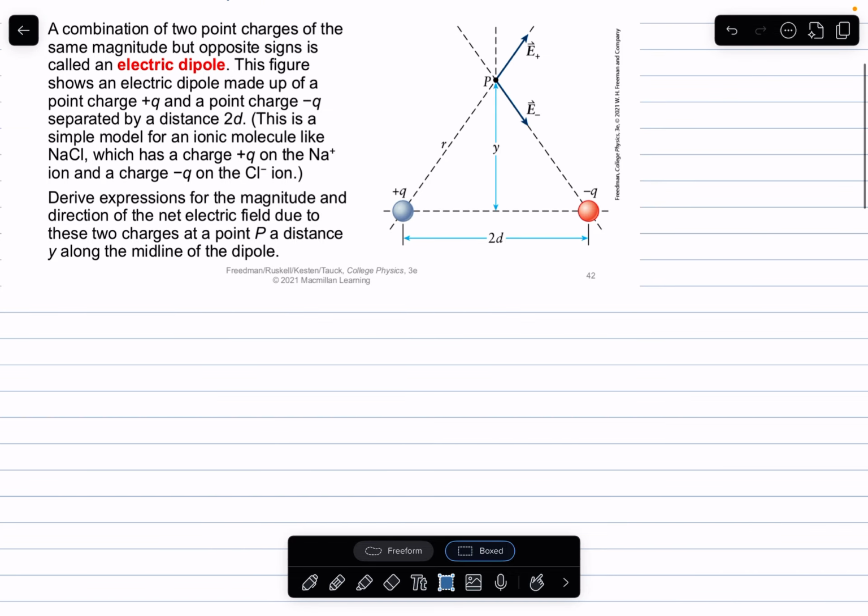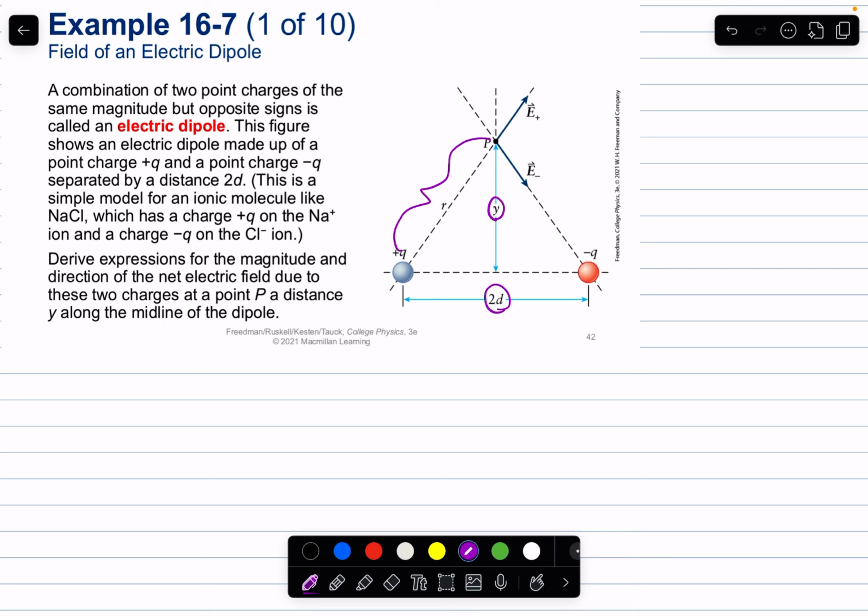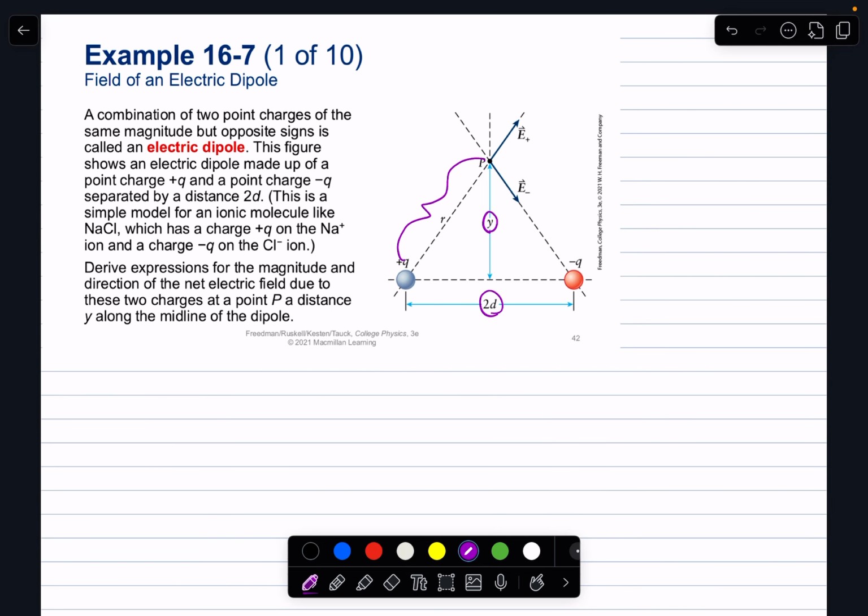So let's look at the question. What's it asking? Here's the setup: positive charge on the left, negative charge on the right, and then at the other vertex of the triangle, we have a point P. Derive expressions for the magnitude and direction of the net electric field due to those two charges at point P. And the distances are given here. This distance is R, which I imagine we're probably going to express in terms of Y and D. This Y is the height of the triangle. D, or 2D, is the distance between the two particles.